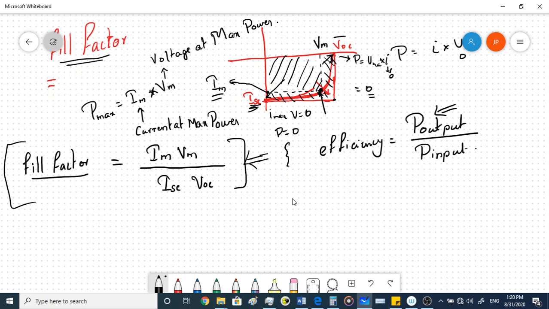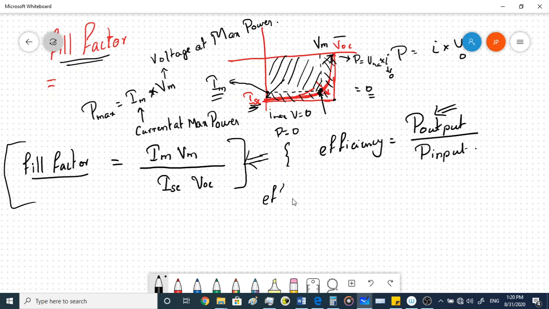Now we do have a lot of devices for tracking this maximum power point. In this IV graph there are a lot of operating points, out of which one of the points will have the maximum power point, right? So from there we'll always consider the power at maximum power point, and then we'll divide it with the input power. That is how we find the efficiency.